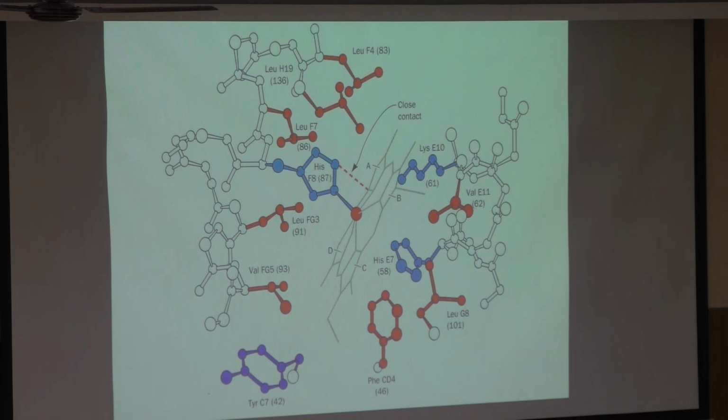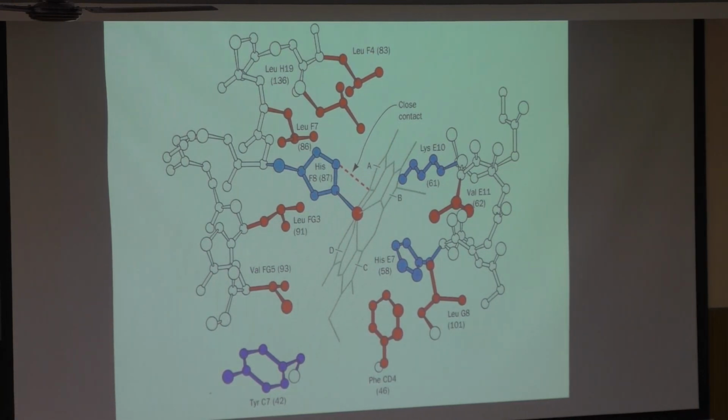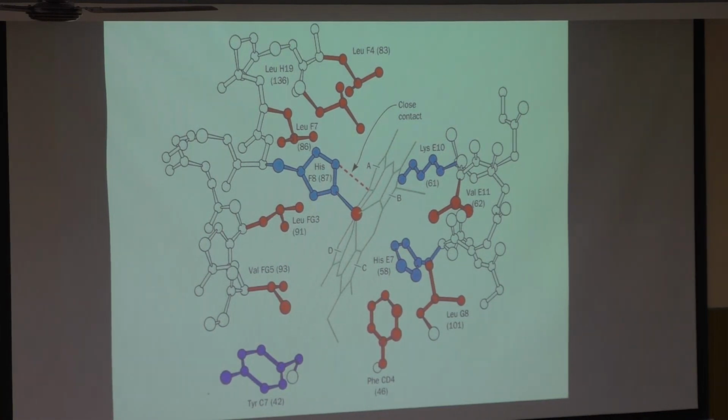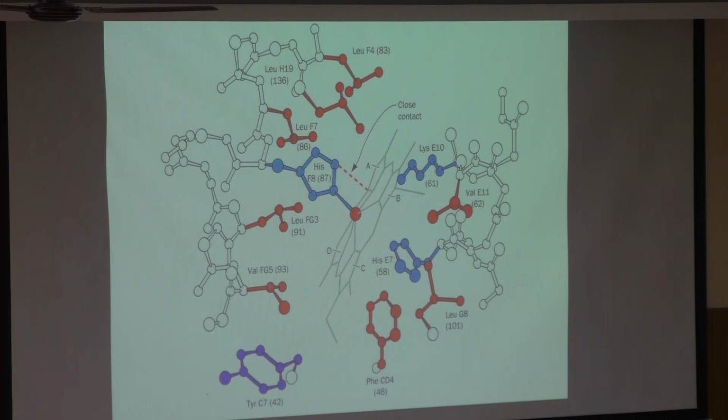This one. That is leucine. Between F and G there is some segment. So that is there. So the blue one, that is the proximal.